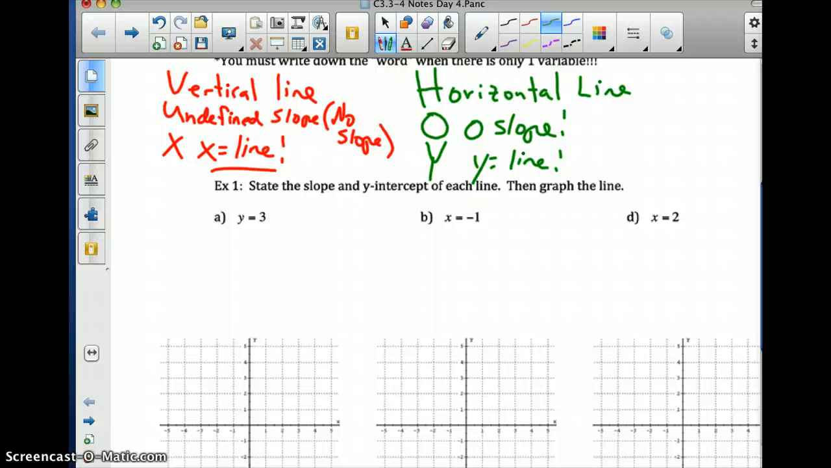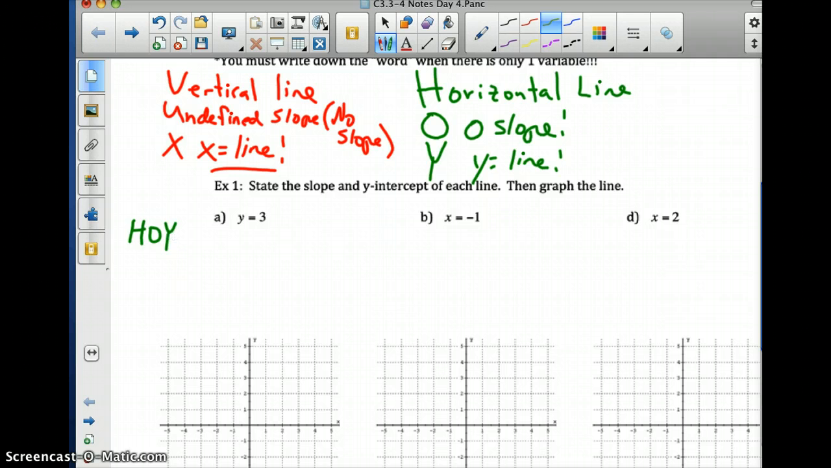Y equals 3. You have to state the slope and the y-intercept of each line, and then we're going to graph the line. Get your straight edges out. Let's roll. Okay, y equals 3. Everybody figure out which word we're talking about for that special case. Raise your hand, don't blurt it out. Coffee? Hoy. Okay, because it's a y equals line, he went right to Hoy.